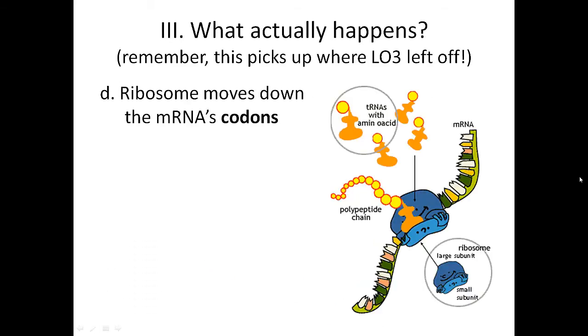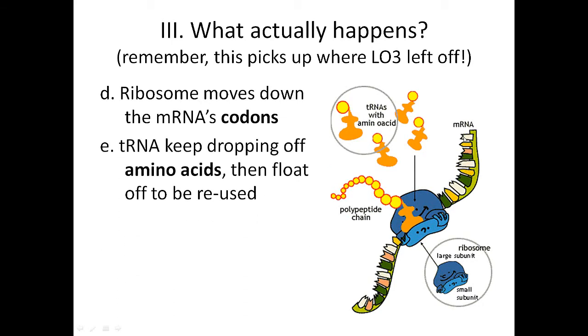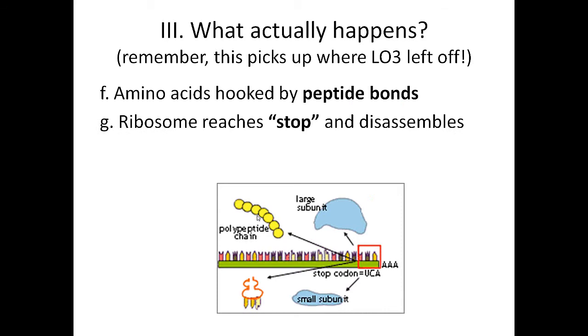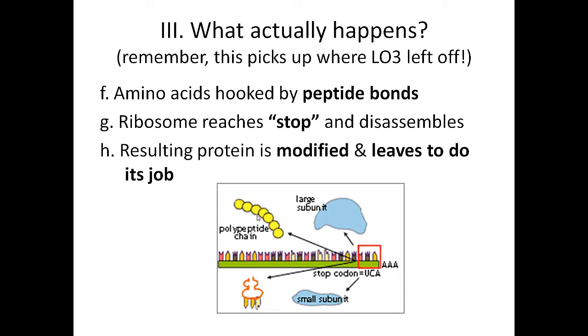Ribosome continues to move down that mRNA chain. It's going to chomp its way down to the end, reading the codons. The tRNAs keep coming in and dropping off their amino acids, and then they float away to get reset and reused. The amino acids, as they get dropped off, are hooked together by a linkage called a peptide bond. And then once the ribosome reaches stop and that release factor comes in, everything falls apart, the protein goes where it has to go, it might get modified along the way, and then it can do its job.